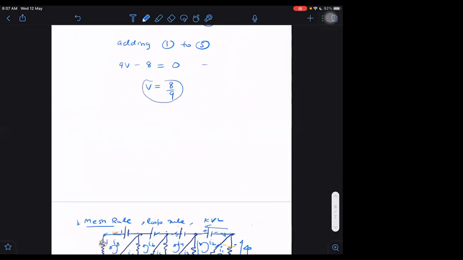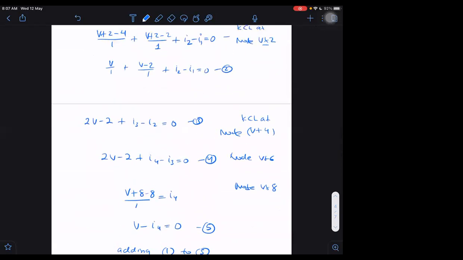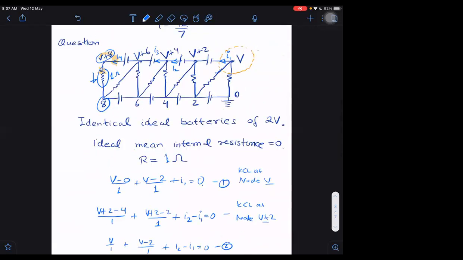We already know what the V value is. If we know the V value, we can get the current in any branch. Can you get the current in this branch? Yes, sir, V minus 2 by 1. What is the current in this vertical branch? V by 1, V minus 0 by 1, V only. If we know the current in those branches, can we get the current in this branch now?